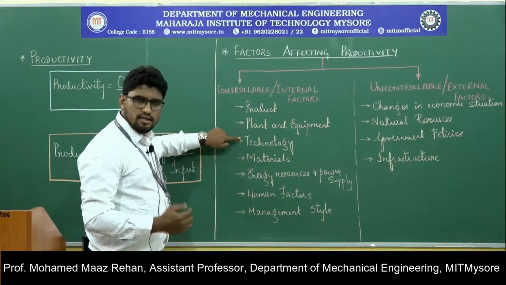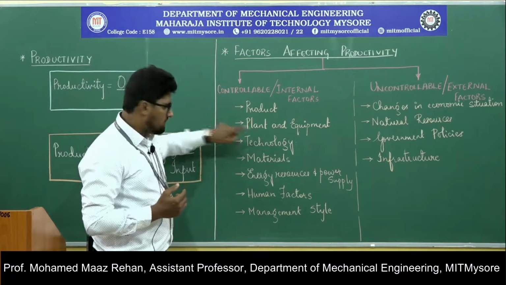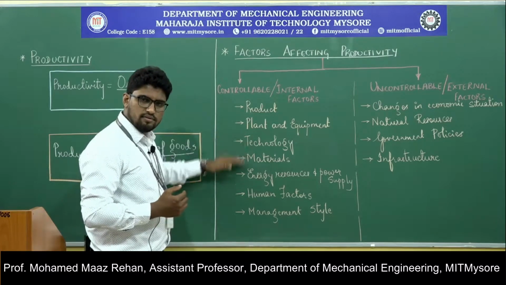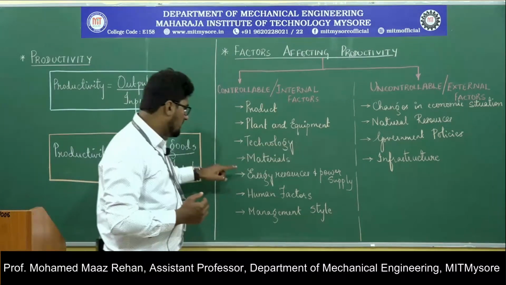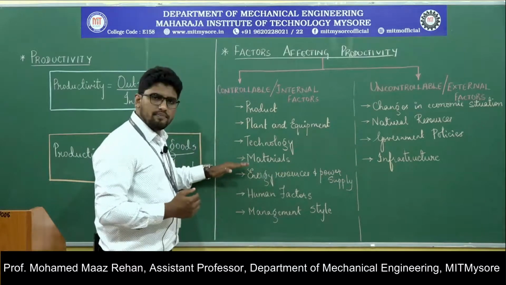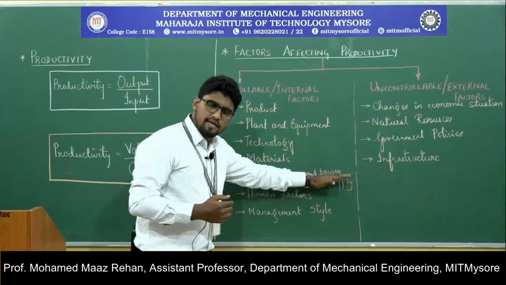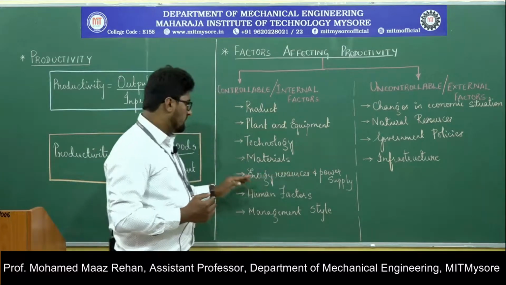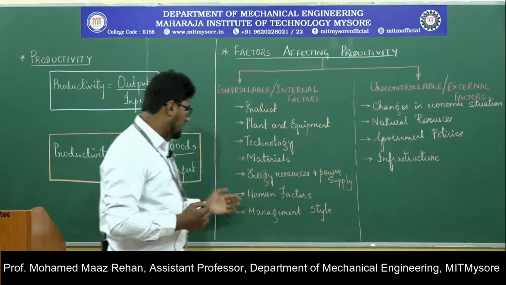Next is technology. With the advancement of technologies, that affects productivity. Next is material. This is the end product. We have to reduce the material wastage in order to increase productivity. Next is energy resources and power supply. If there is a shortage of power supply, that in turn affects productivity. We have to utilize the resources effectively and efficiently in order to increase productivity.